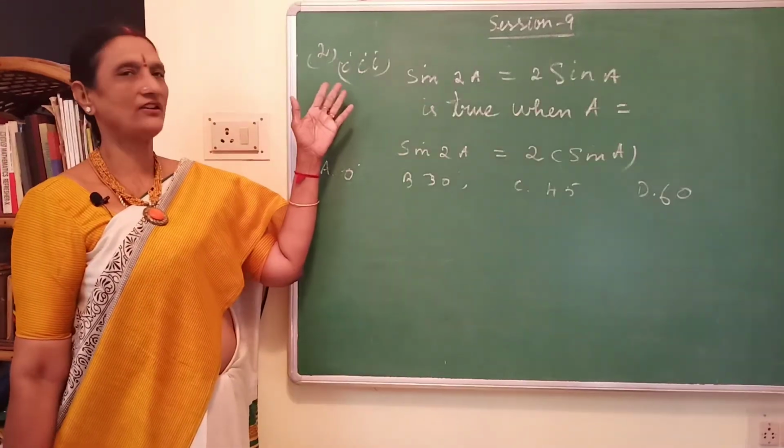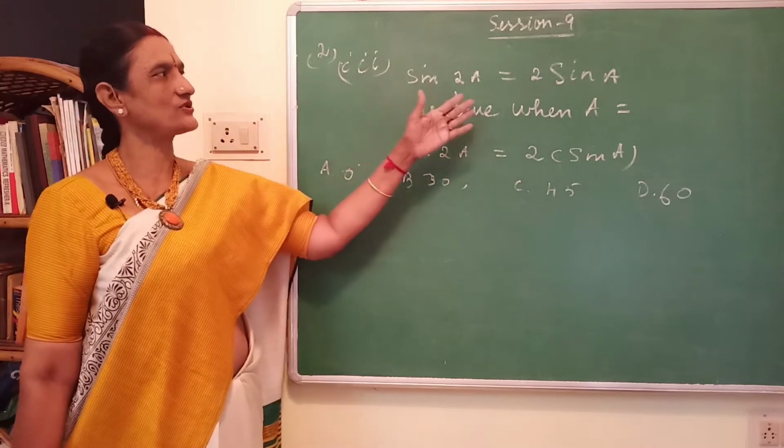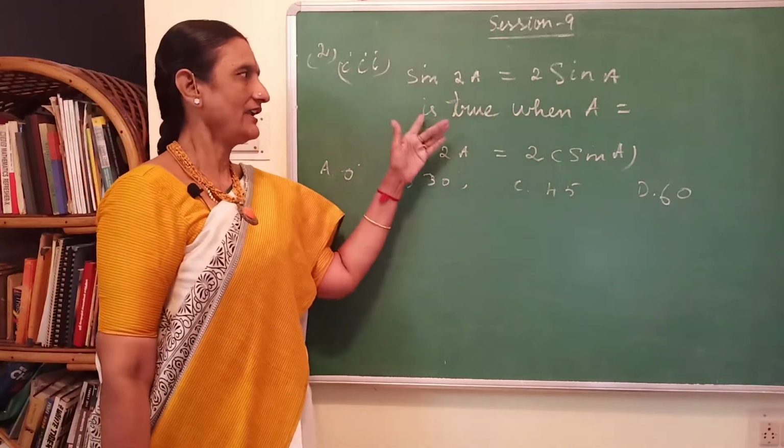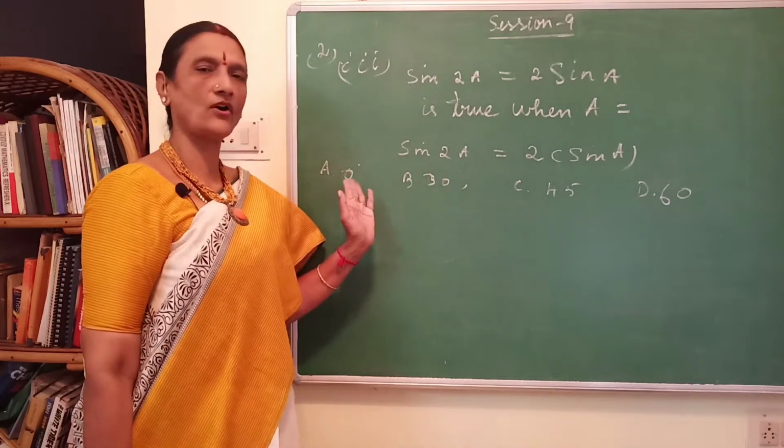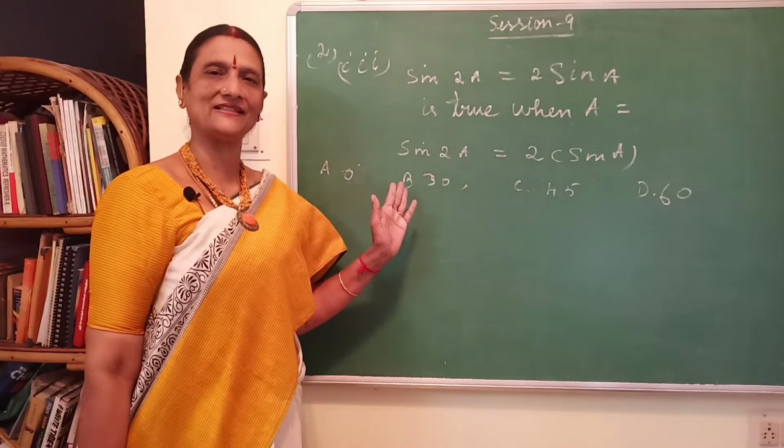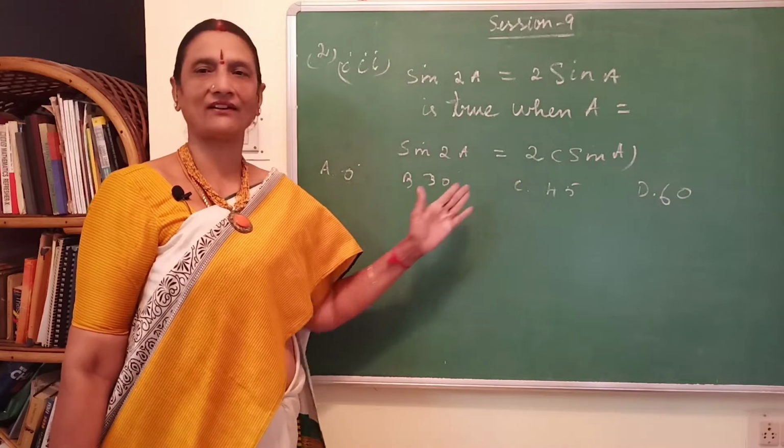I want you to have a look at the third subdivision. It is, sine 2a is equal to 2 sine a is true when a is equal to. So there are 4 options. We have to work with the options. That's why the options have been written on the board.